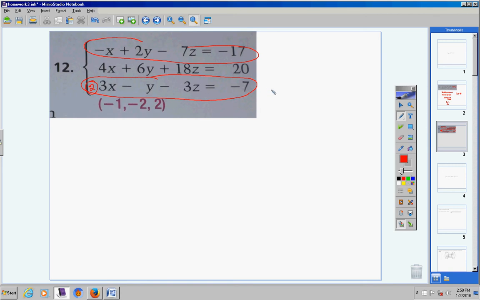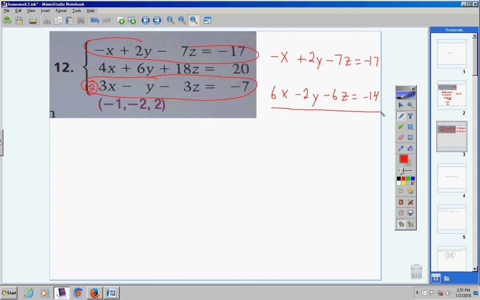2 times 3 is 6. 2 times negative 1 is a negative 2. 2 times negative 3 is a negative 6. And 2 times negative 7 is a negative 14. Now, bring over your top equation. Negative x, positive 2y, negative 7z equals negative 17.